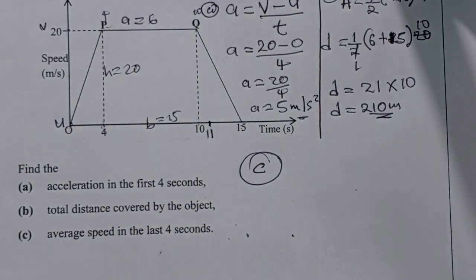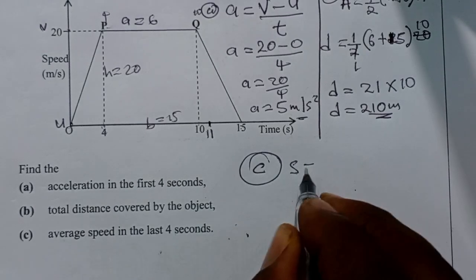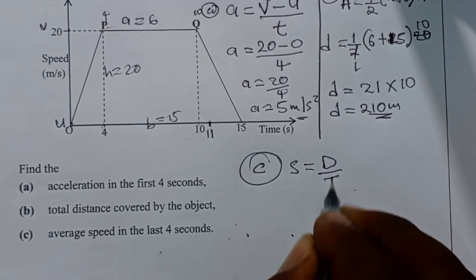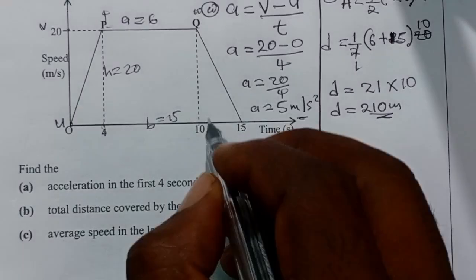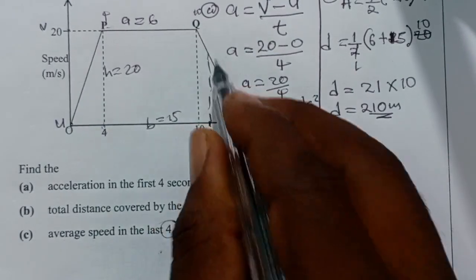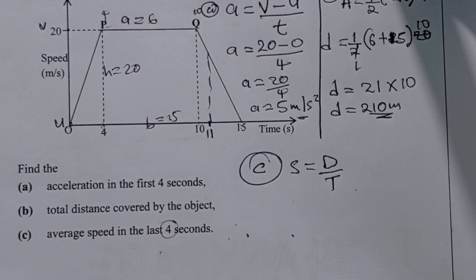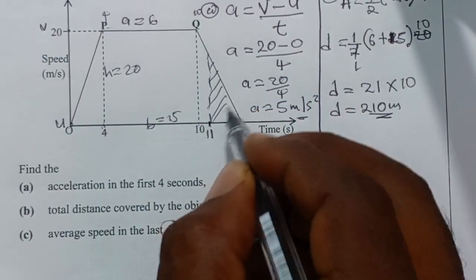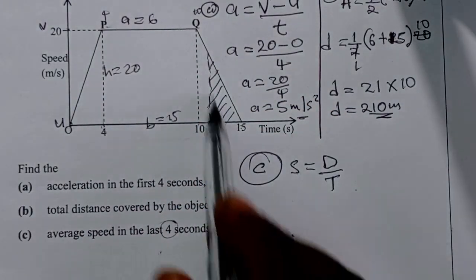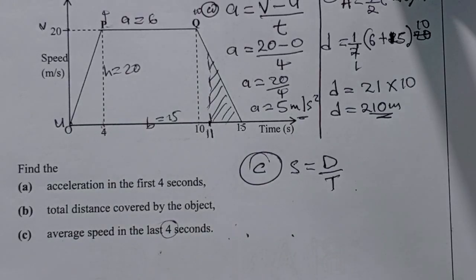So how do we calculate the average speed? Average speed is equal to distance divided by time taken. The time we have is 4 seconds. Now what about the distance? Distance in the last 4 seconds. For us to calculate distance in the last 4 seconds, we need to calculate the area of a triangle. It is giving us a triangle, so the area of a triangle is the distance in the last 4 seconds.